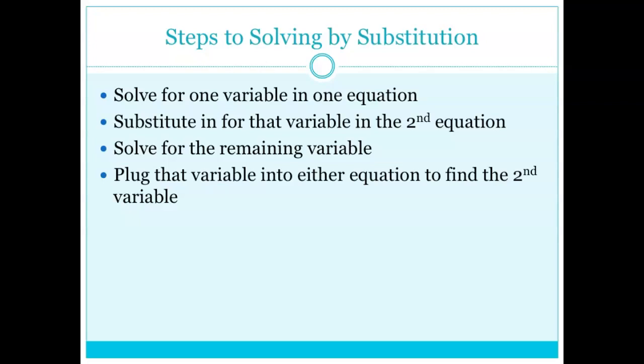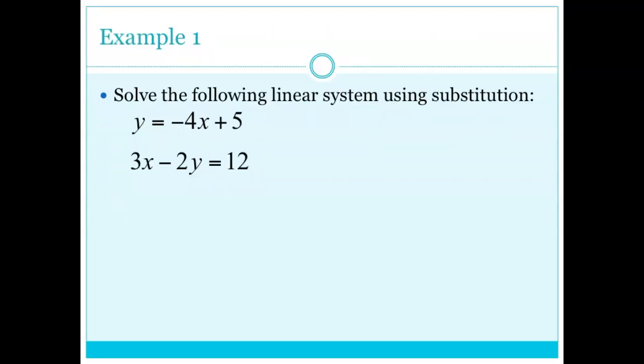All right, take a look at example 1. You'll notice here that the first equation already has one of the variables by itself, right? y equals negative 4x plus 5. So what we can do now is take negative 4x plus 5 and substitute that in for y in the second equation. This is going to give us 3x minus 2 times, in parentheses, negative 4x plus 5.